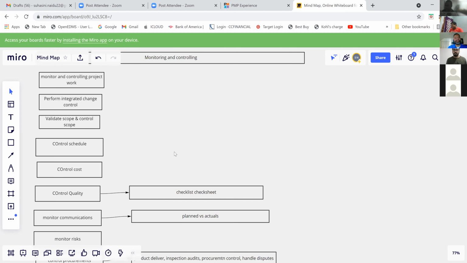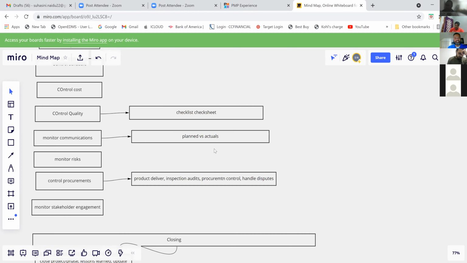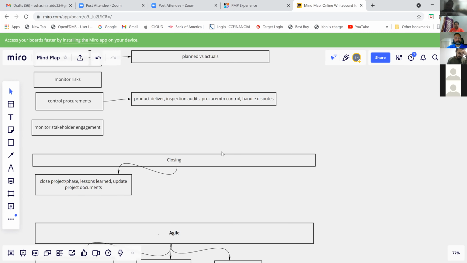Okay, monitoring and controlling. The monitoring and controlling work: perform integrated change control, validate scope and control scope, control schedule, control cost, control quality. We have a checklist, check sheet, monitor communications. We have planned versus actual, and monitor risk. We have control procurement, product delivery inspection, audit, procurement control, handle disputes, monitor stakeholder engagement. And closing: close project or phase, lessons learned, update project documents.